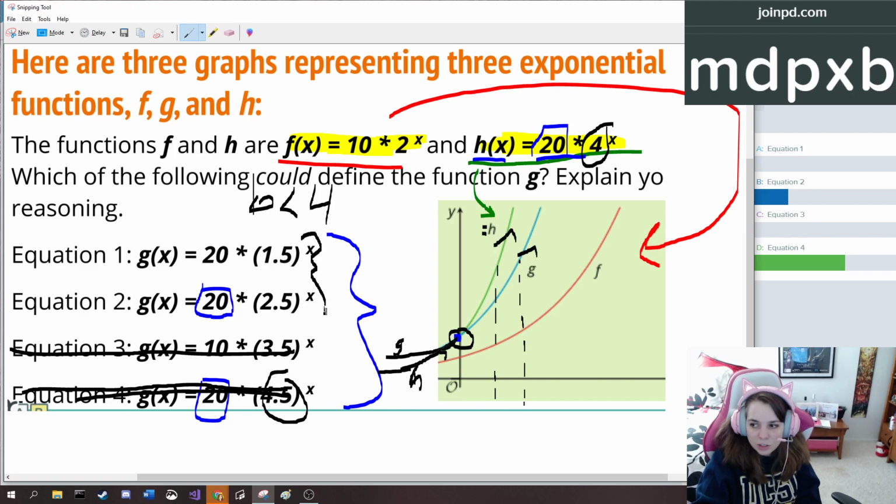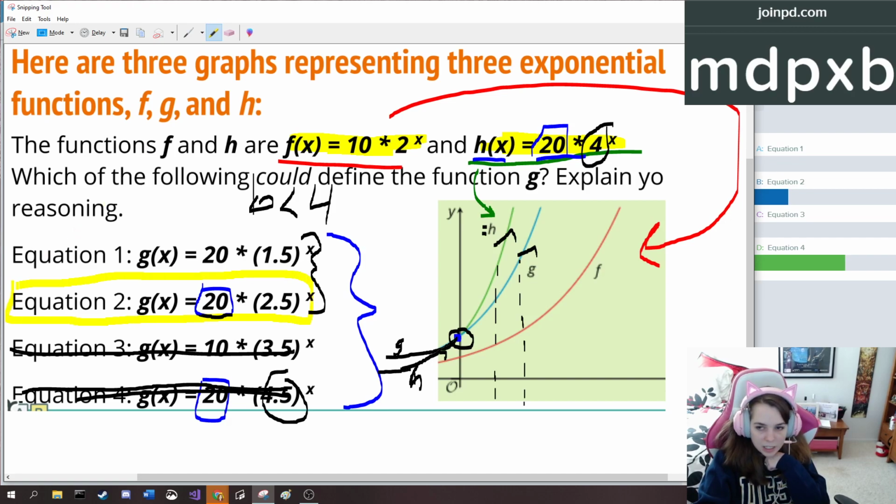So that leaves these two. Then we have to compare g to f. Which one could represent g? So it is actually, you are correct. It is going to be equation 2.